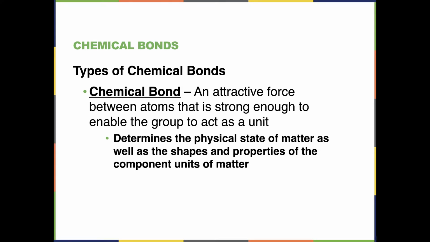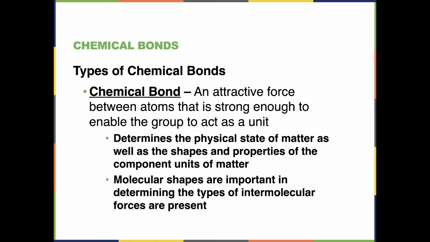It determines the physical state of the matter as well as the shapes and properties of the component units of the matter. So the types of chemical bonds are extremely important because, depending on the type of chemical bond, you can have different types of matter and different properties.